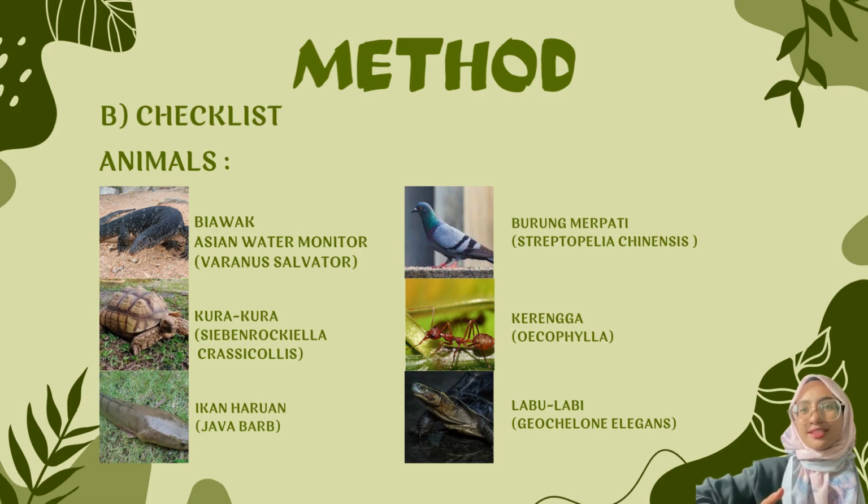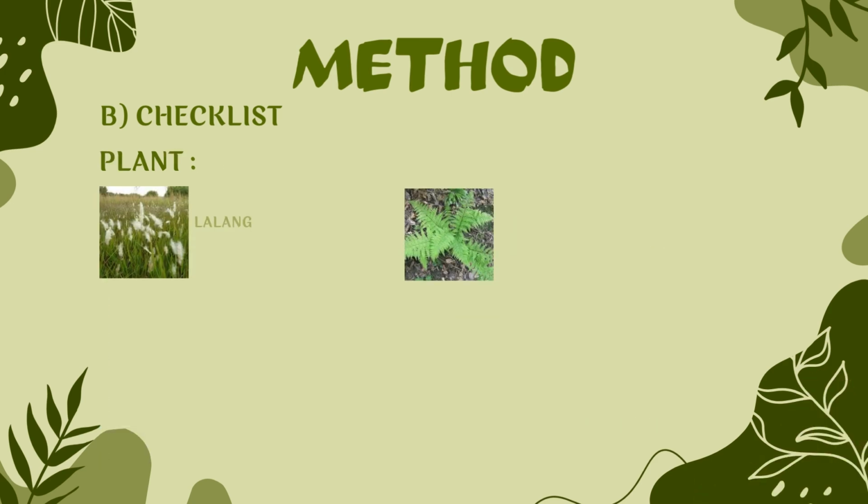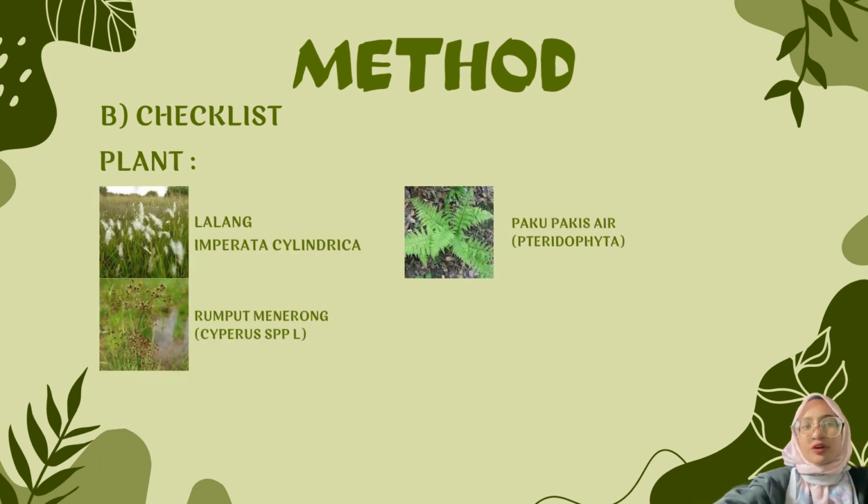Next is method. We are using the checklist method, which is we can list the animals that are in the site. For example, at the site we can see biawak, kura-kura, ikan haruan, burung merpati, kerengga and labu-labi. Next is the checklist for the plant. There is also lalang, rumput menerung, paku pakis.